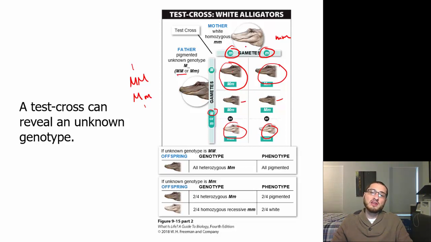So if we were to cross these, and we took all the eggs from these alligators, and we counted up what the offspring looked like, we would either see that they are all heterozygous organisms, they all are pigmented, or they have coloring, and we would know, okay, if that's the case, the father must have been homozygous dominant, uppercase M, uppercase M. But if we see that half of the offspring are colored and half are not colored or albino, then we would know that the father must have been heterozygous, meaning uppercase, lowercase.